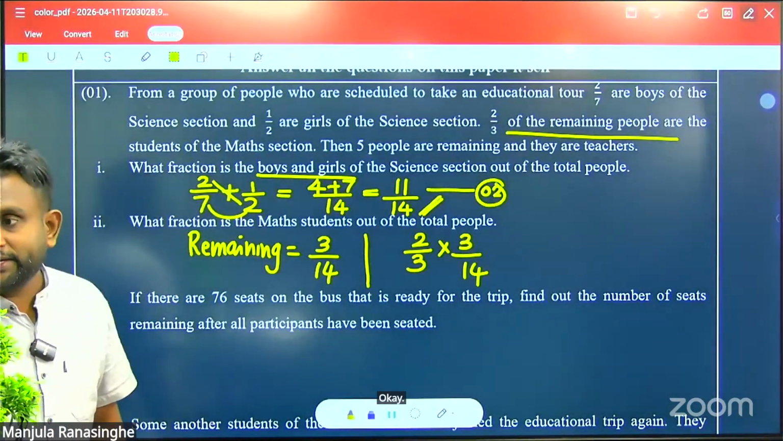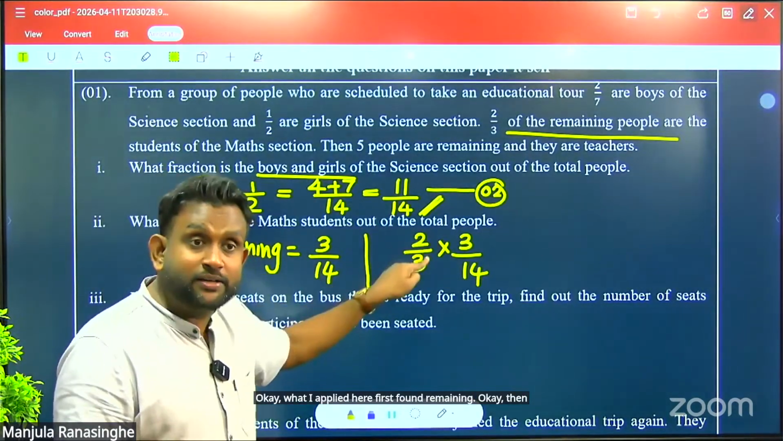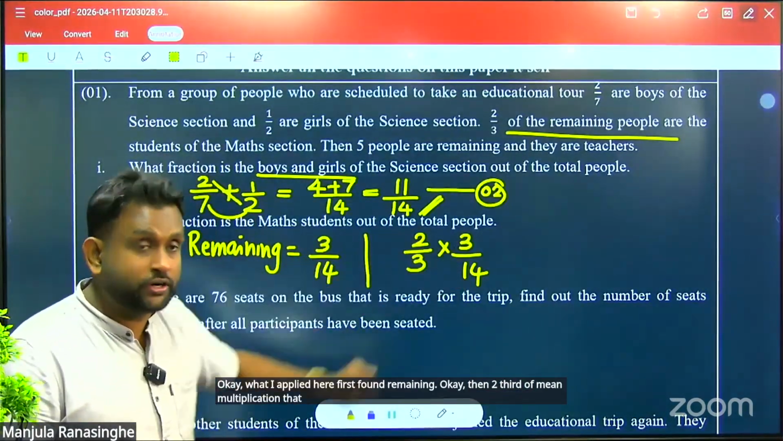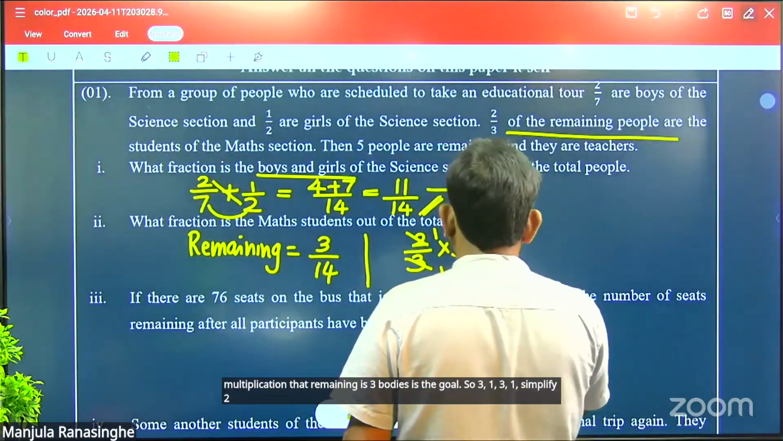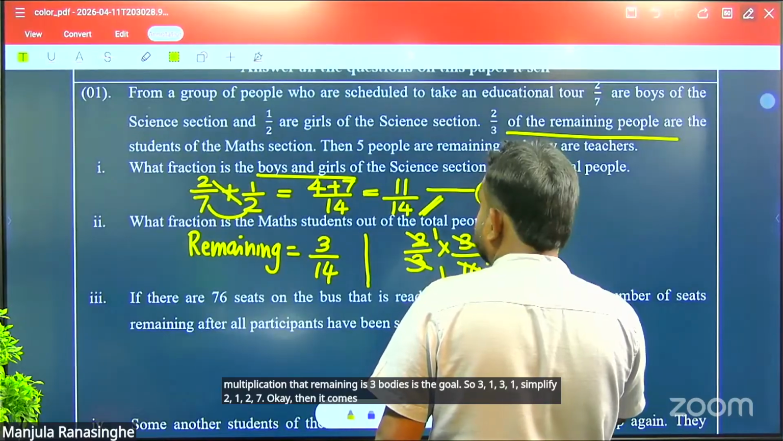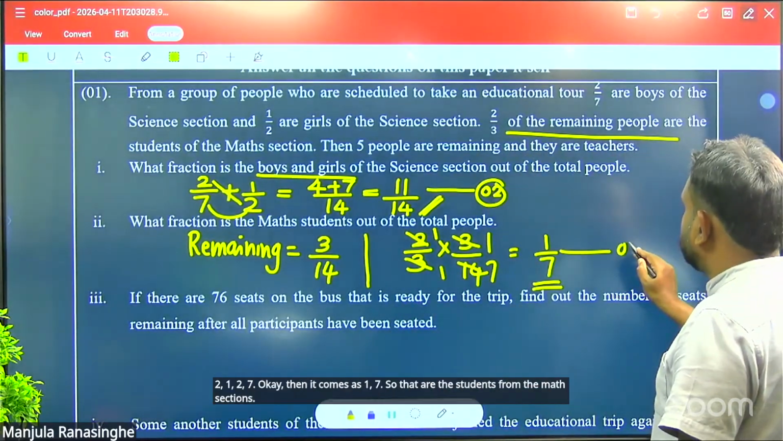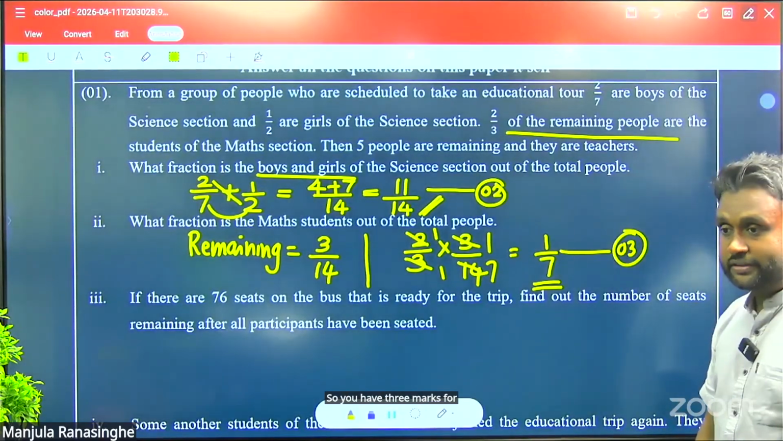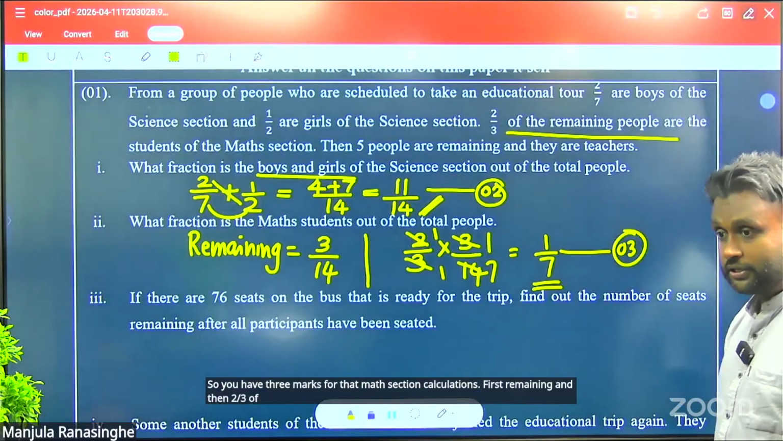What I applied here was, I found the remaining. Then 2/3 of, which means multiplication, that remaining 3/14. So 3 and 3 simplify, 2/1, 2/14, then it comes as 1/7. So that is the students from the math section. So you have 3 marks for that math section calculation: first the remaining and then 2/3 of that remaining. Okay, right.